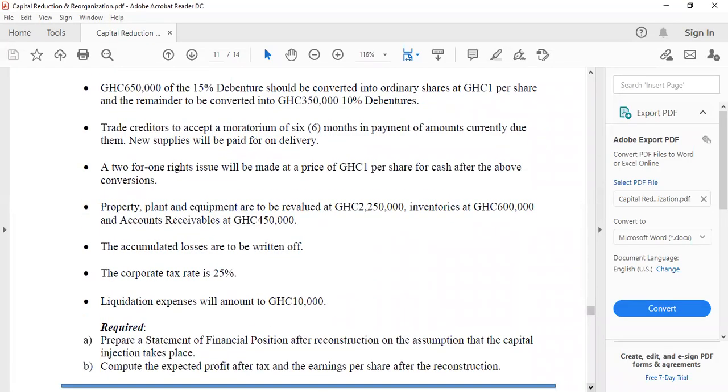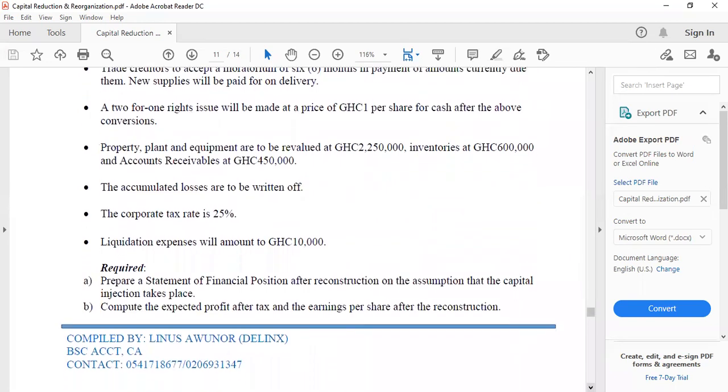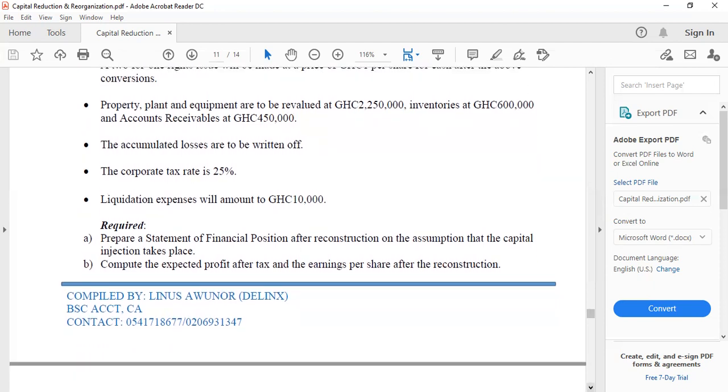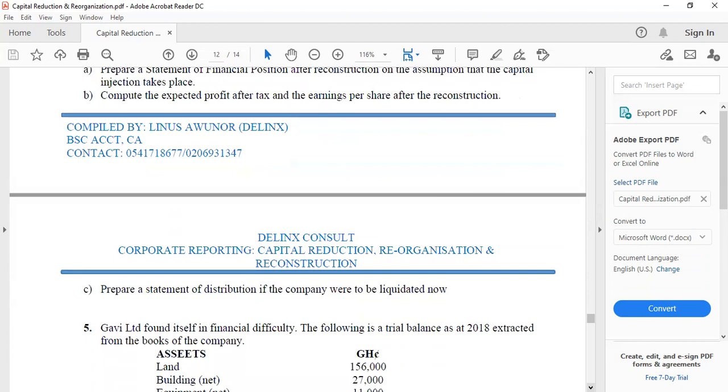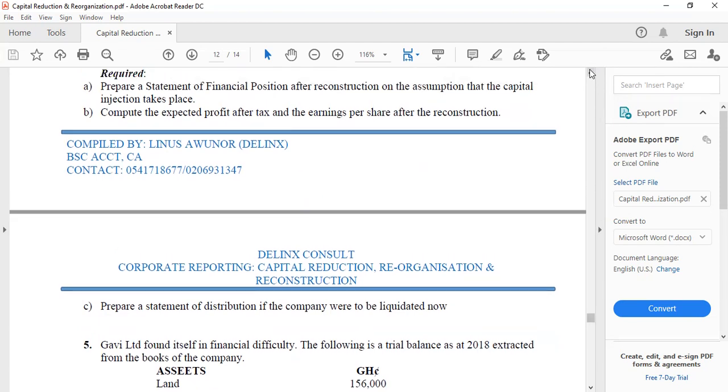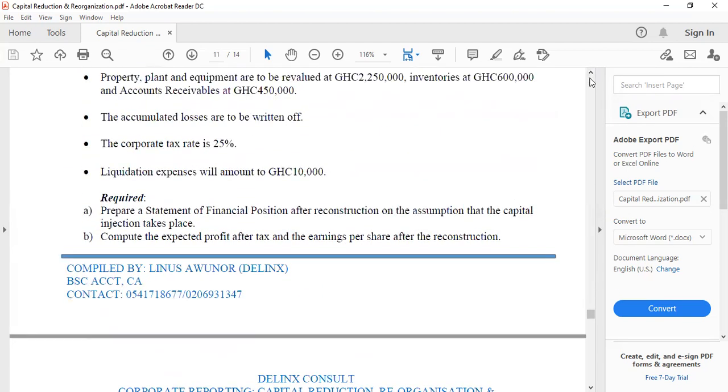So what are the requirements now? A, prepare a statement of financial position after reconstruction on the assumption that the capital injection takes place. B, compute the expected profits after tax and the earnings per share after the reconstruction. C, prepare a statement of distribution if the company were liquidated now. So the liquidation that we are doing is C, isn't it? Yes. So the first one should be the capital reduction part.